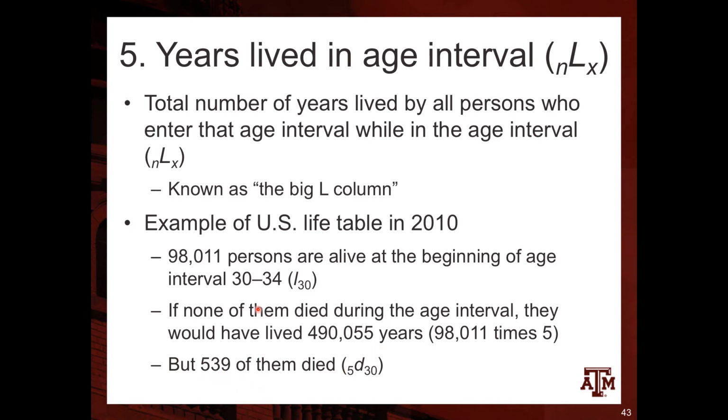But we know that 539 people died between these ages, between ages 30 to 34. So you have to discount that. Not all these people lived all the 5 years between 30 to 34. Some of them died, so we have to discount that. So the big L column is going to be smaller than this number here.